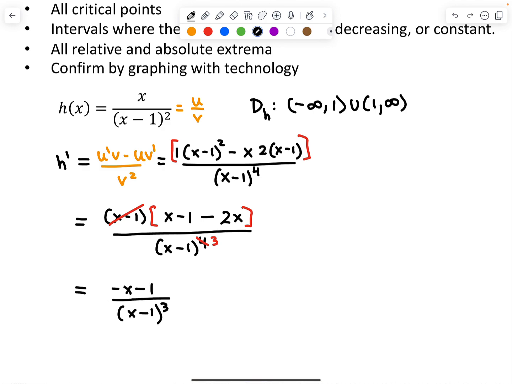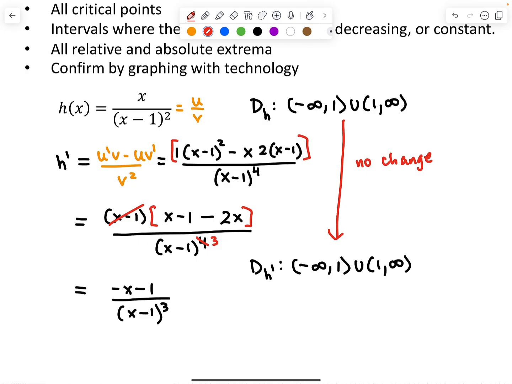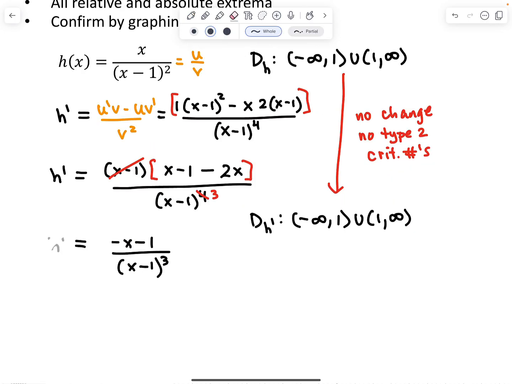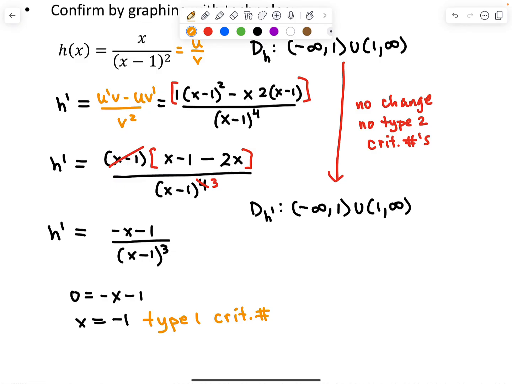Now we're ready to analyze the domain of the derivative. Well, it's still the case that x cannot be 1. And this is the only value of x that will cause division by 0. So this is the only restriction. So our domain has not changed from the original. The fact that there's no change in domain from the original to the derivative means that there are no type 2 critical numbers. So if you were to set h prime to 0 and solve this equation, once again, we have a fraction here, and a fraction will only equal 0 when the numerator is equal to 0. So if I solve 0 equals the numerator, add x over, we get x equals negative 1. This is a type 1 critical number, and the only one.